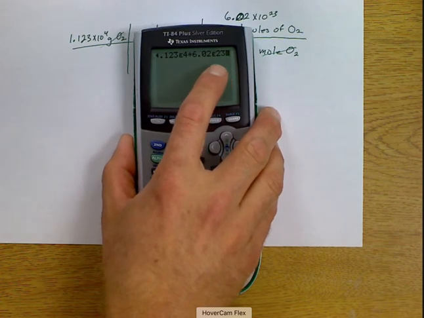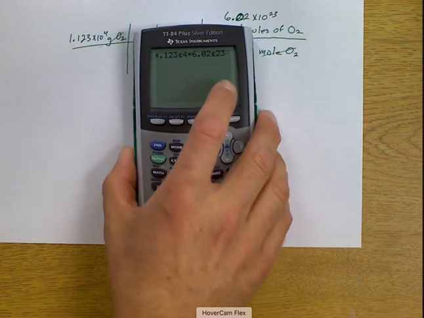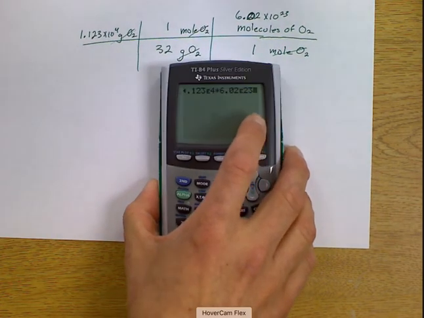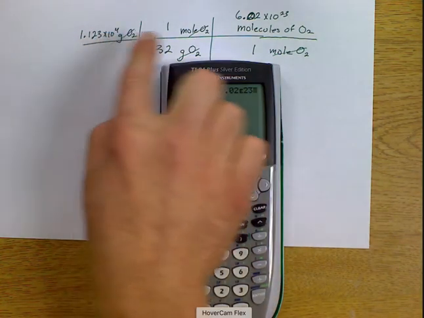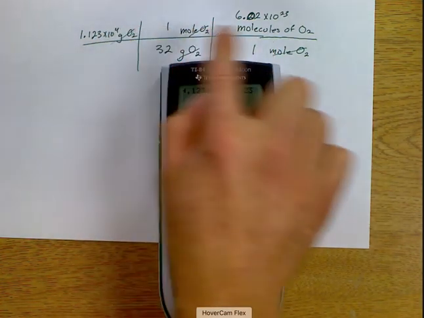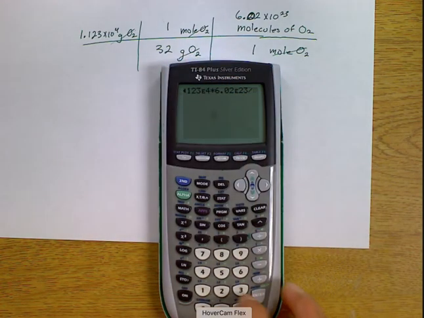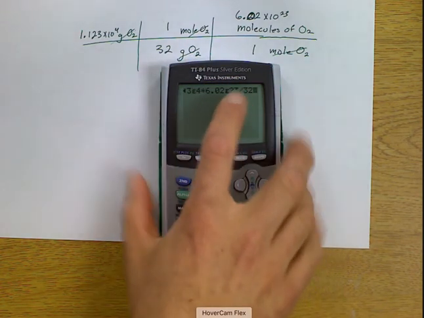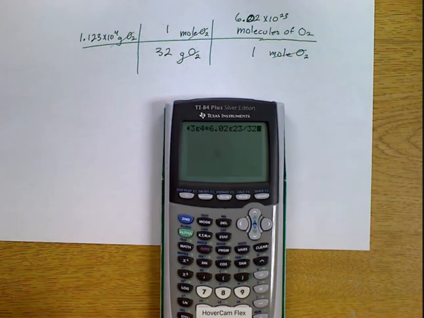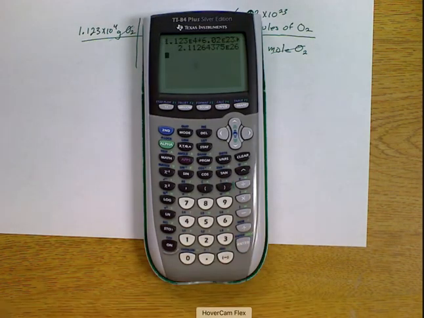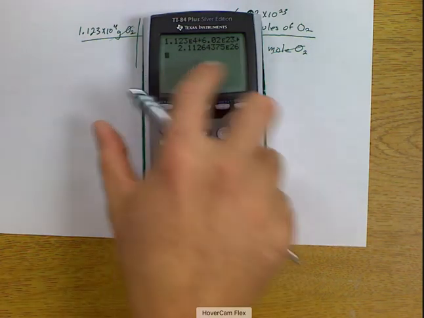Not typing things into your calculator correctly, or using calculators that aren't able to do scientific notation, is oftentimes what gets students wrong. So when I do these, I set this up, I multiply across the top, and then I divide on the bottom. So divided by 32. Over here I just have 1, so it doesn't matter. I'm going to press enter. My calculator shows me this big huge number.